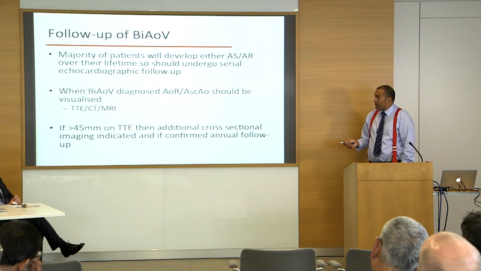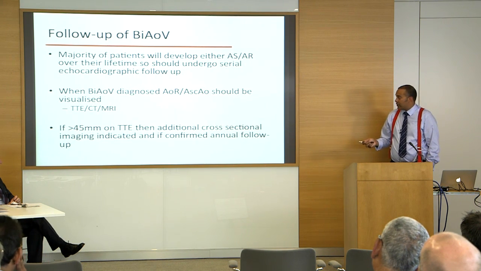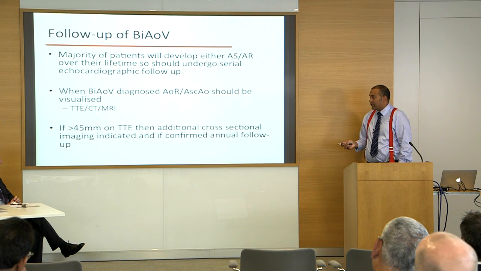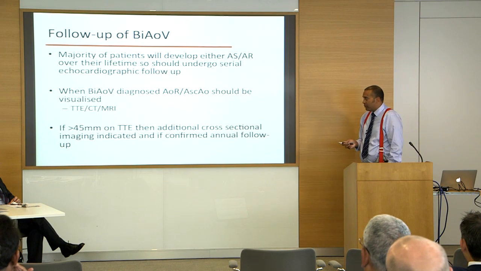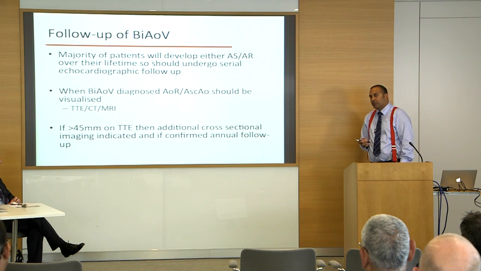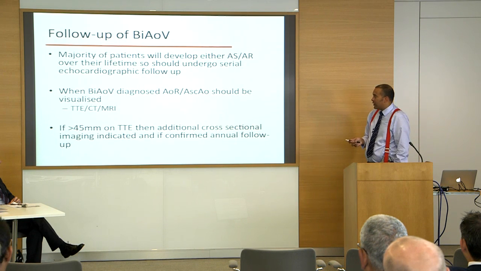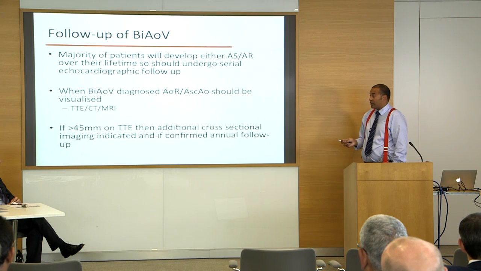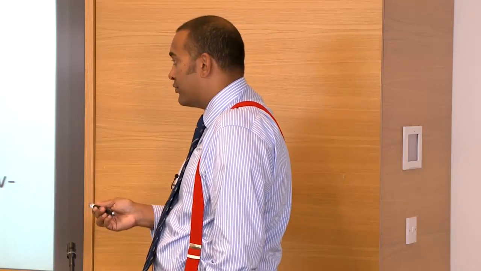Certainly, if the diameter is greater than 45 millimeters on transthoracic echo, then additional cross-sectional imaging is advised and annual follow-up is advised. And in the aortic service in Birmingham, we will be sending quite a large number of people with relatively small ascending aortas, somewhere in the region of 45 to 50 millimeters, and all of them will undergo echocardiography if they haven't already, and we will base their follow-up dependent on whether they have a bicuspid valve or a tricuspid valve, as well as age and other patient-related factors.